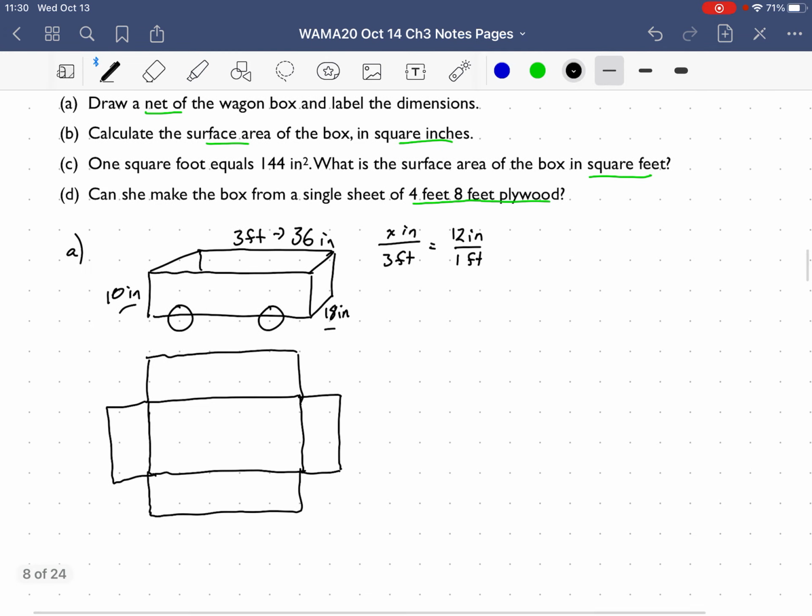Right, now if we look here, oh, we better dimension this, right? This is going to be 36 inches long. This will be 18 inches this way, from here to here. So 36 inches will go from there to there. And from here to here, this will be 10 inches.